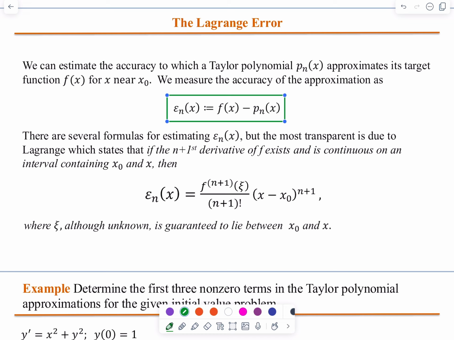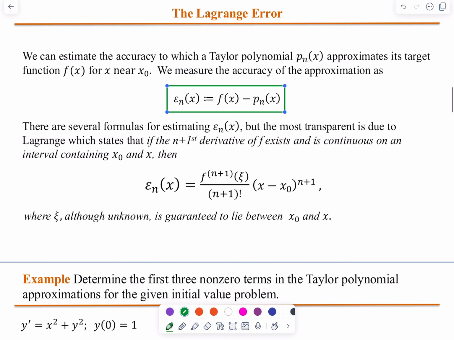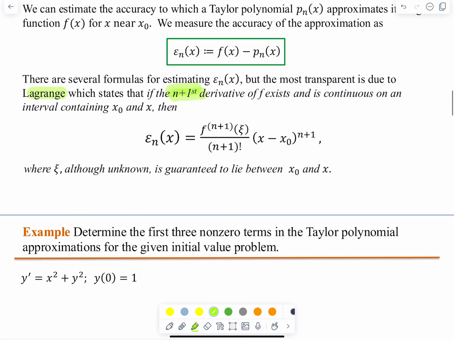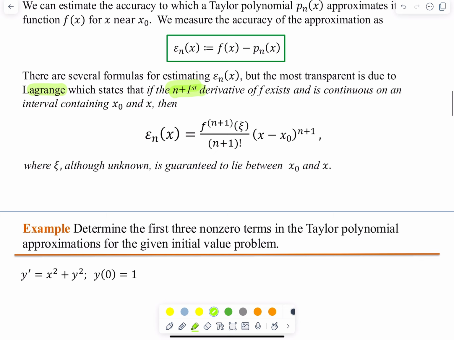There are several formulas for estimating epsilon of x, but the most transparent is due to Lagrange, which states that if the n plus first derivative of f exists and is continuous on an interval containing x naught and x, then epsilon of x is equal to the n plus 1th derivative of f evaluated at xi, divided by n plus 1 factorial, multiplied by x minus x naught raised to the n plus 1 power.